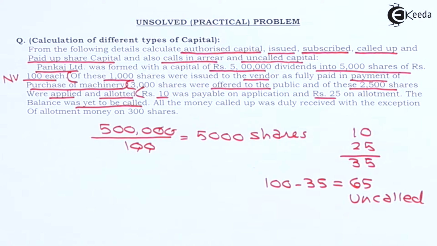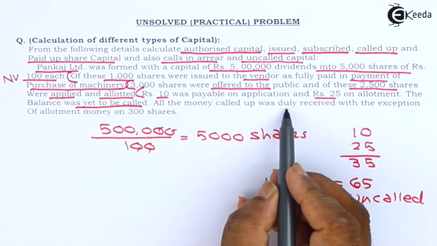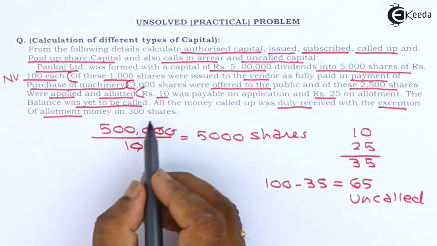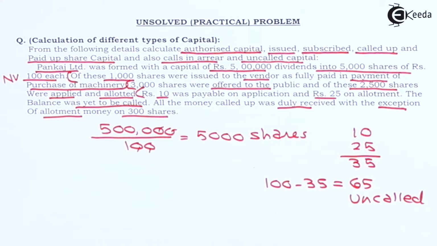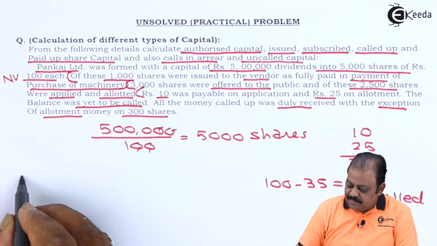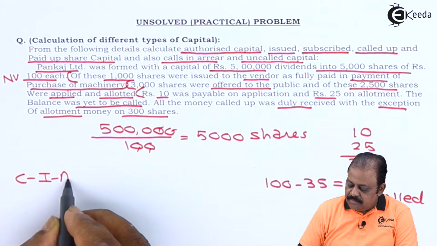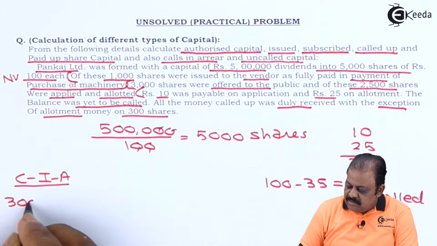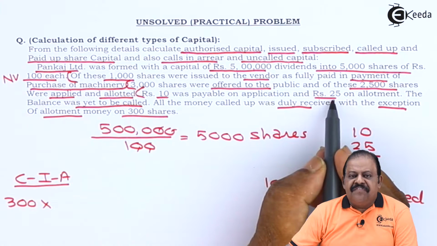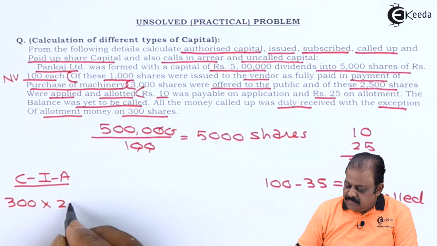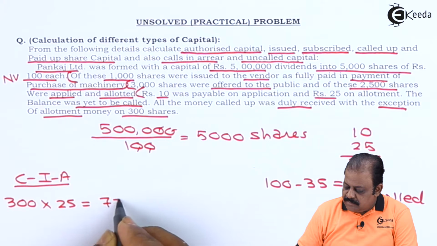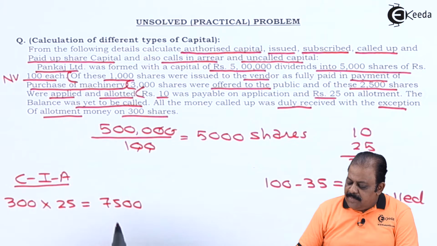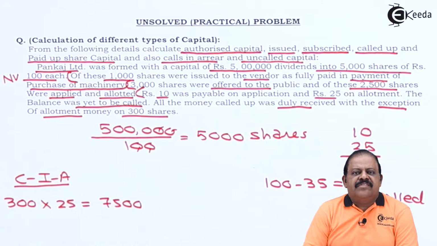will be considered as uncalled amount on shares. All the money called up duly received with an exception of allotment money on 300 shares. This is information of calls in arrears. On 300 shares, company failed to get rupees 25 on allotment. So it is 7,500. This will be amount of calls in arrears.